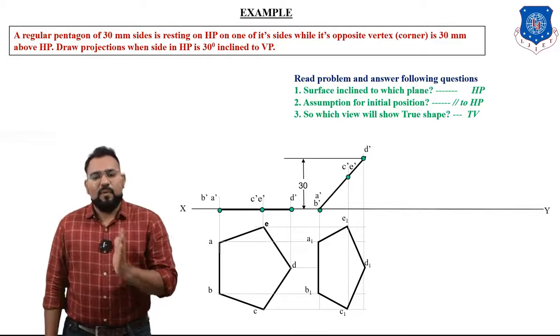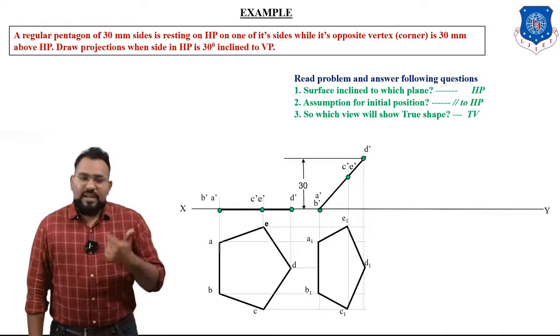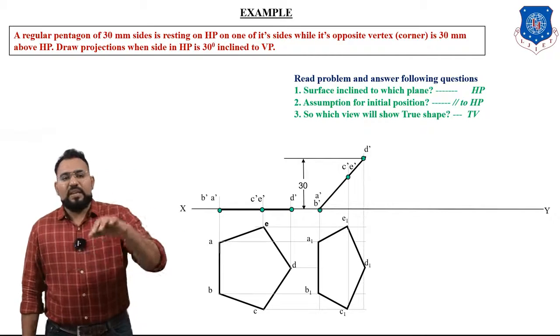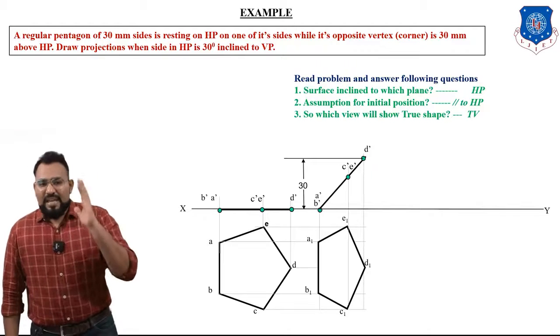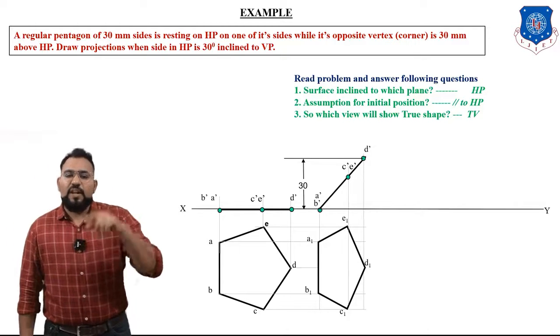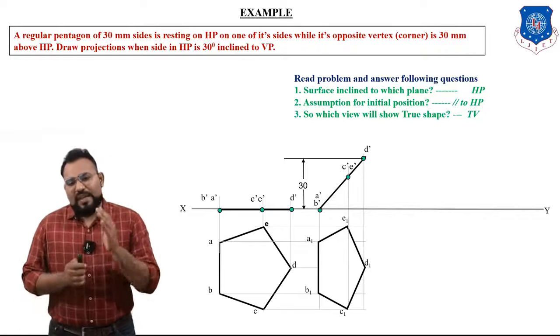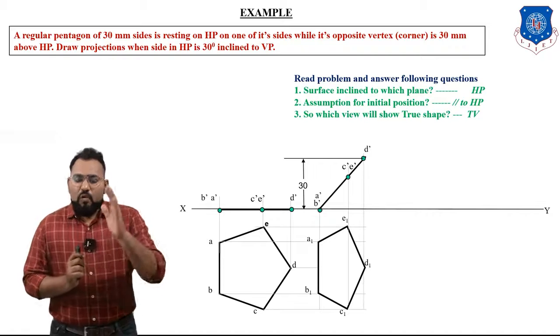Now we have to come to the third stage, and in the third stage we know what angle we require? Yes, you are right. We require the VP angle. So here the VP angle is given, which is in the last statement. Draw the projection when the side in HP is 30 degree inclined to VP. So we know that we have taken that side equal to AB. So now what we have to do, you know that in the third stage if the angle of VP is given, what you have to do?